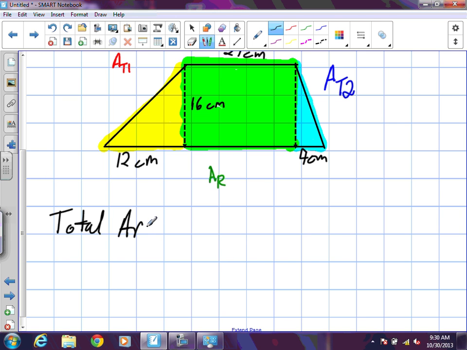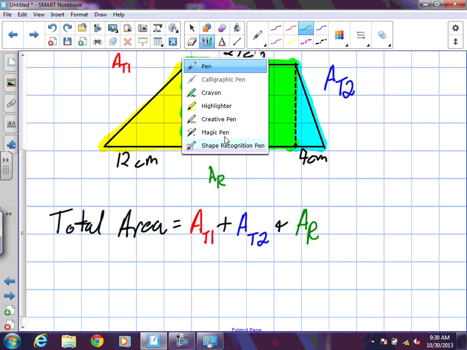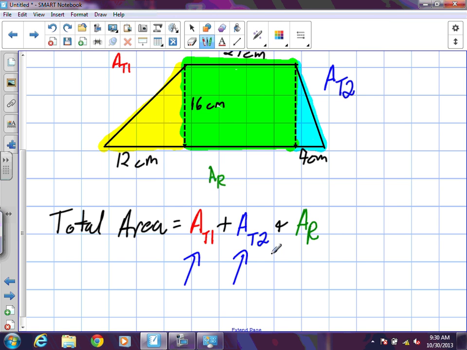So, in order to figure out the total area, the total area is equal to, and I've called each of these something, the area of T1, so I'm going to call it A T1, so the area of triangle 1, plus the area of triangle 2, plus the area of the rectangle. So in other words, we're going to have to solve each of these individually and then put them together into this formula to find the total area.